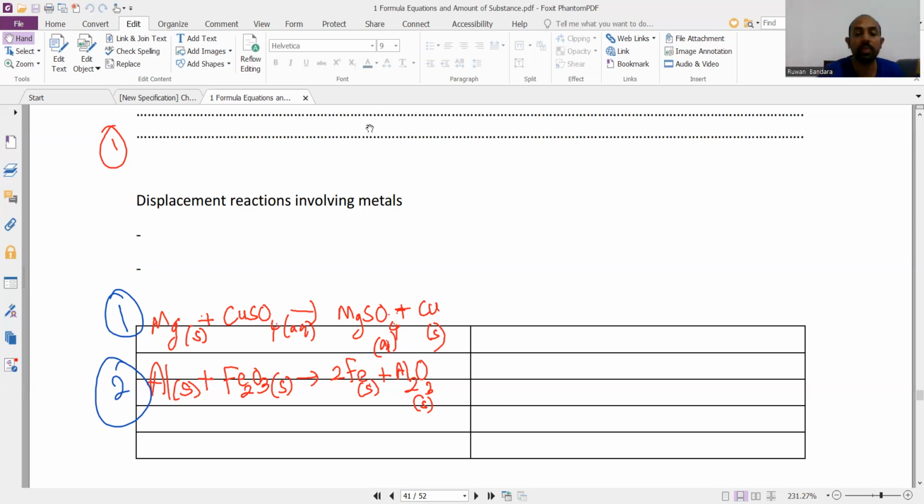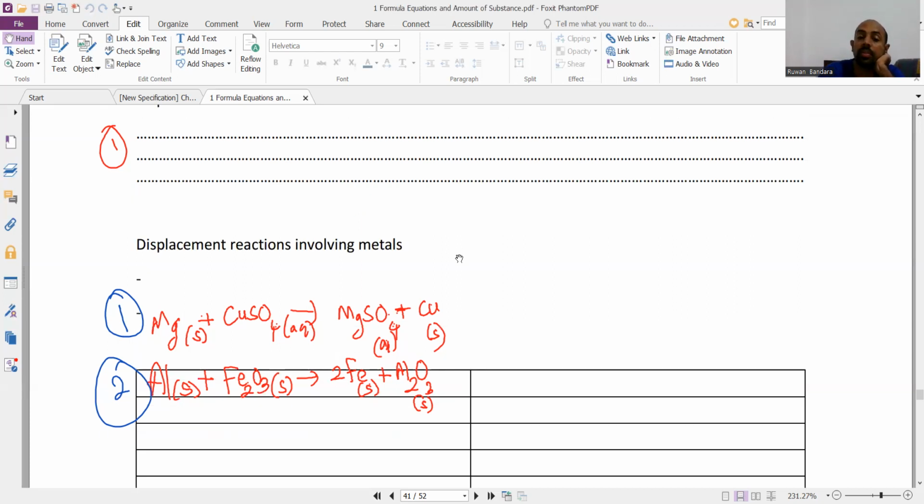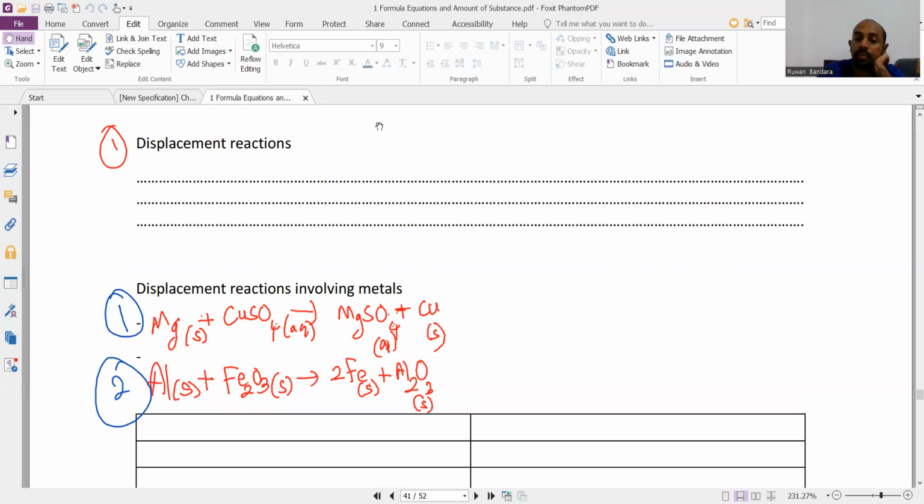Okay. But now next point, differences. Before going to the differences, just tell me whether the second reaction will take place or not. Will the second reaction take place or not? No. Why not? If it is not, you have to say the reason.